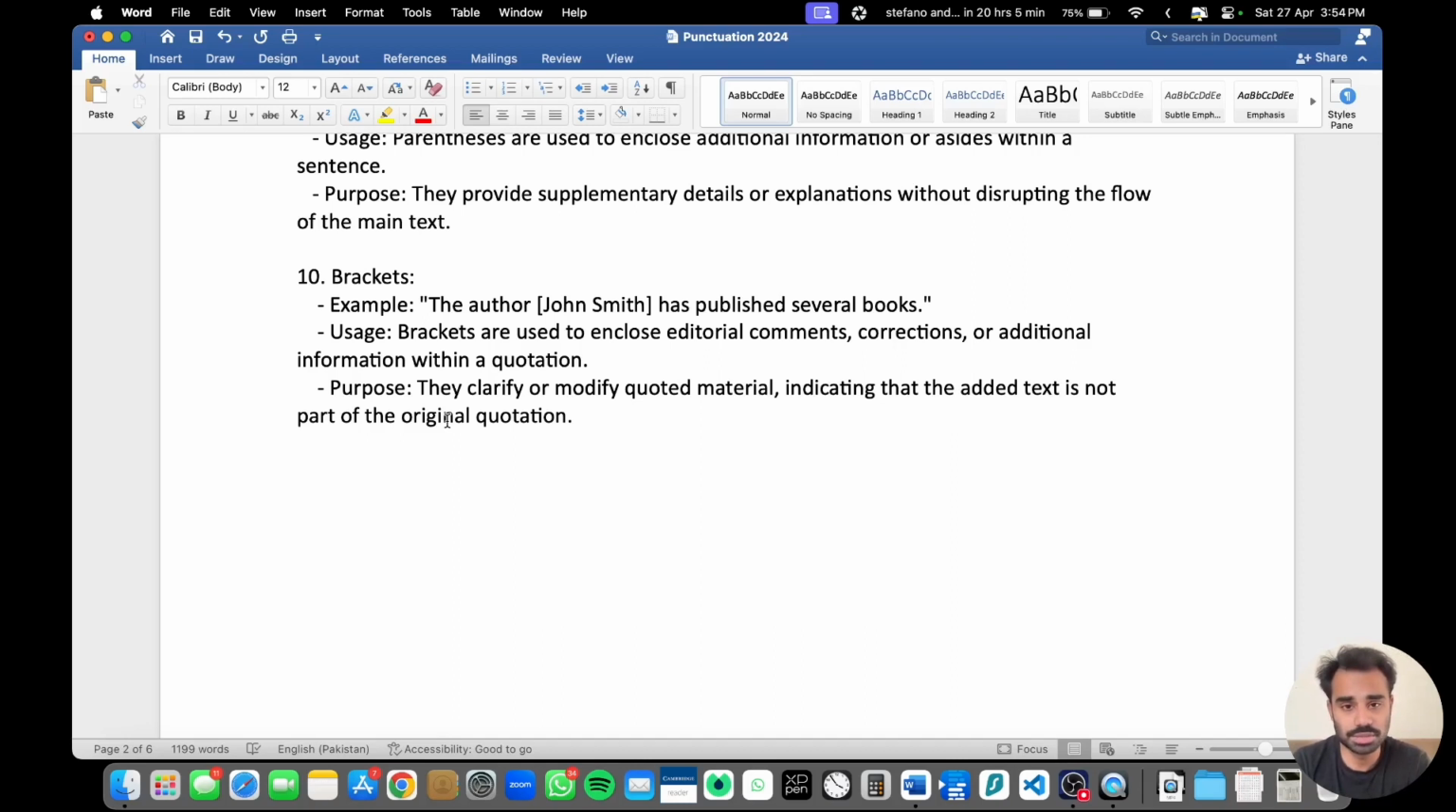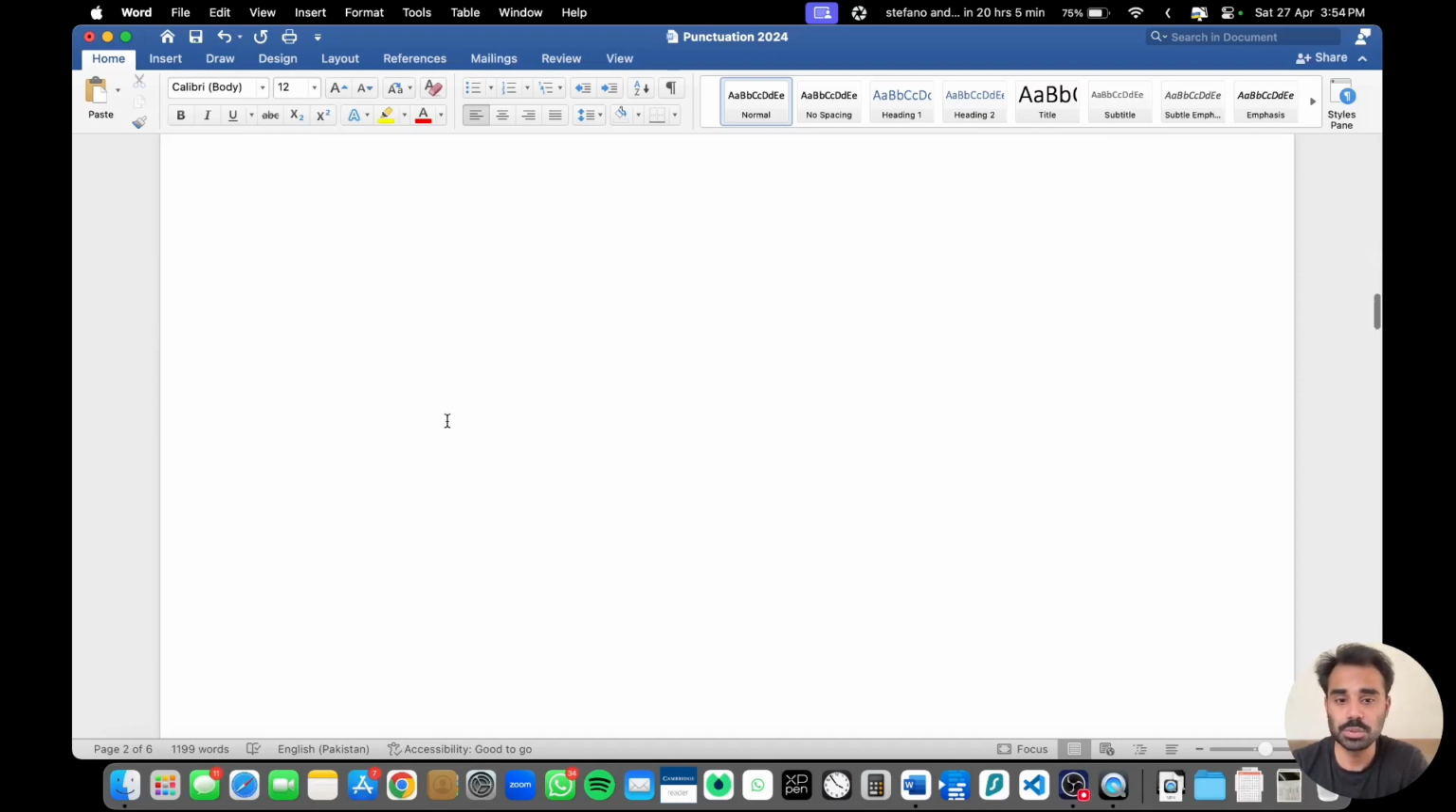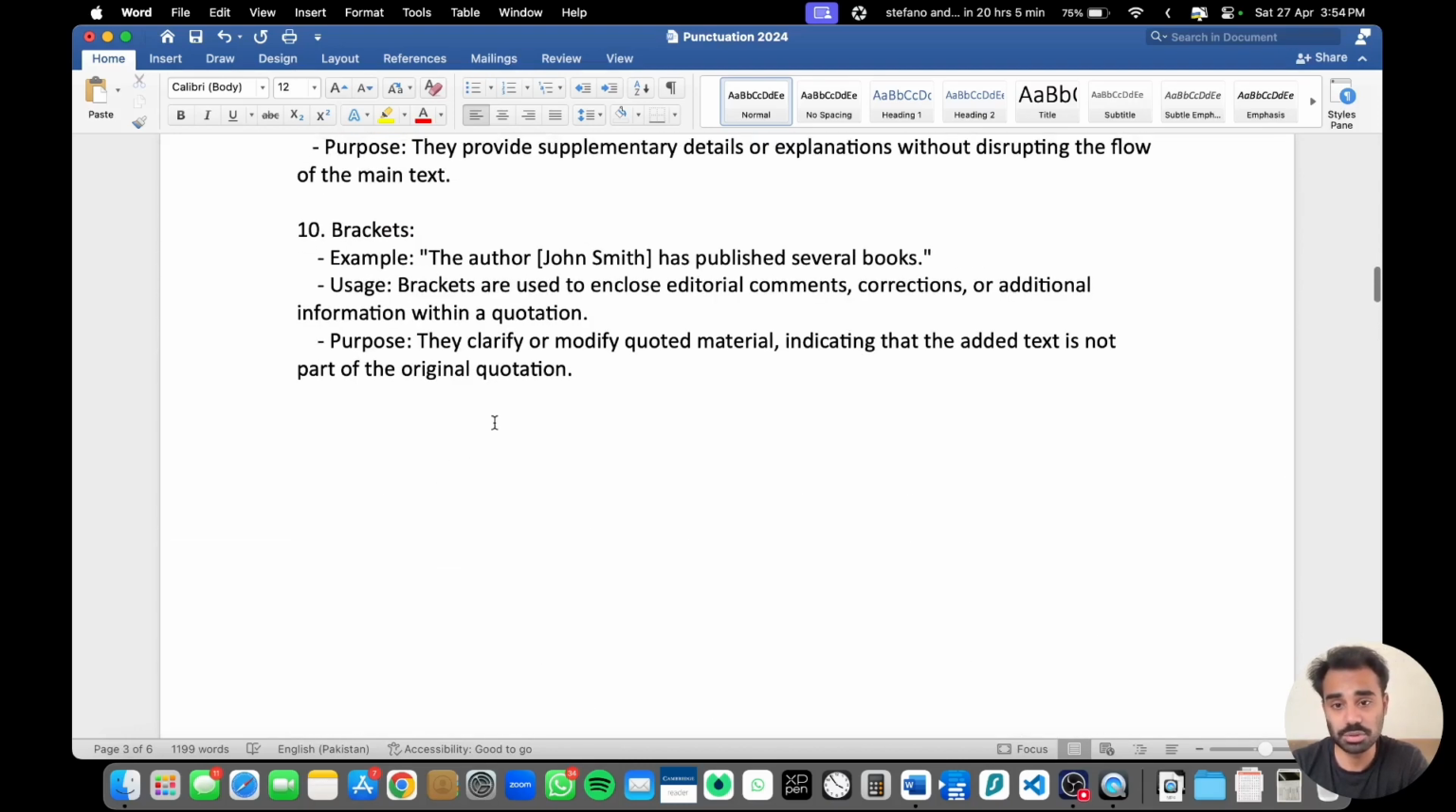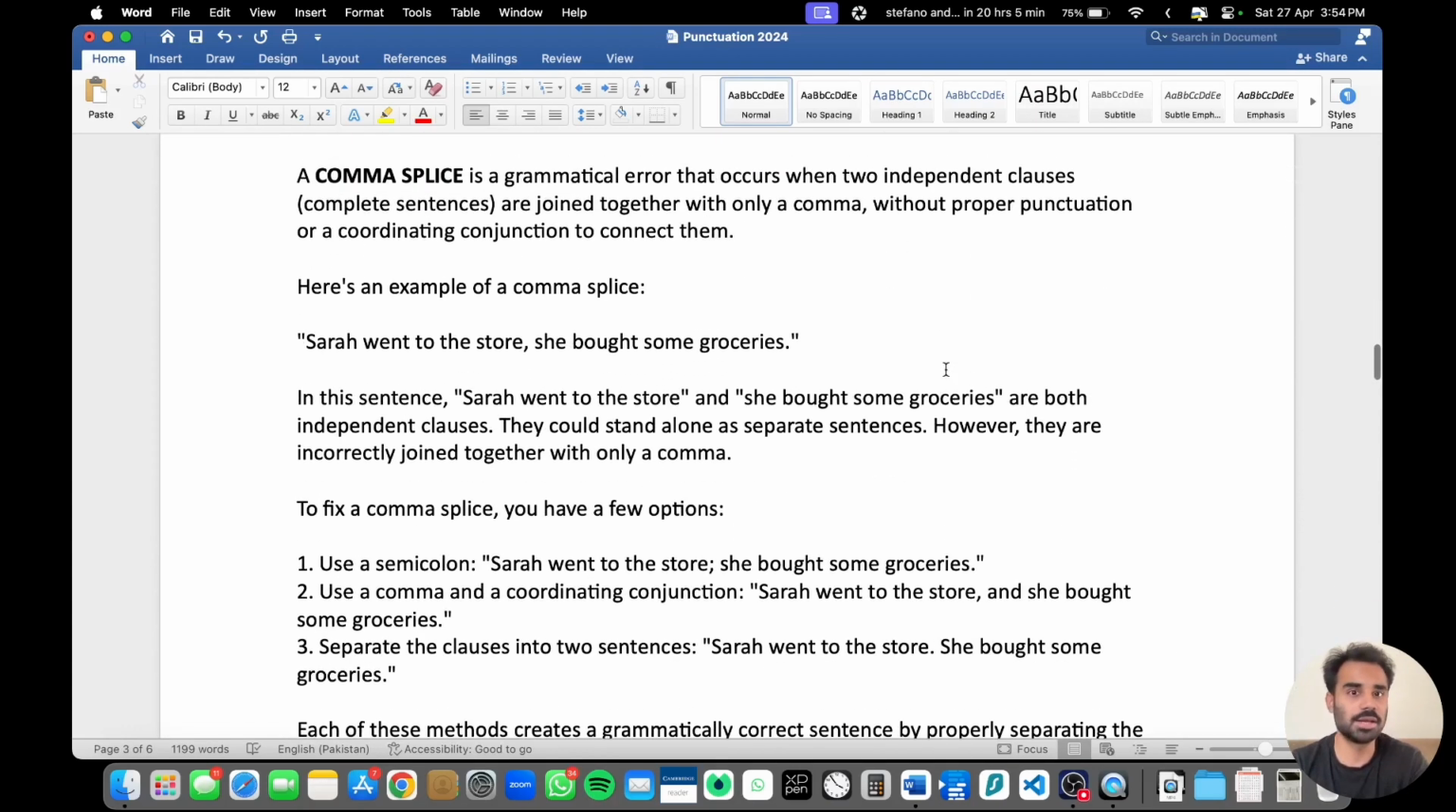So this is how it goes. The author, John Smith, in the square brackets, okay, you can call it brackets or square brackets, has published several books. Now the usage is that the brackets are used to enclose editorial comments, corrections, or additional information within a quotation. They clarify or modify quoted material, indicating that the added text is not part of the original quotation, right? And this is the important point, just to clarify that it's not part of the original text.